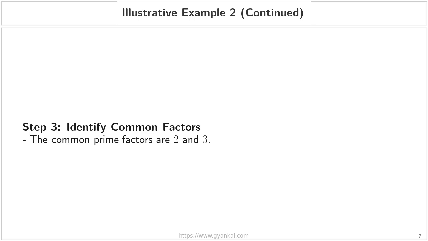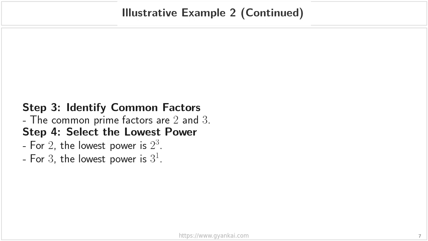Illustrative example 2, continued. Step 3 is to identify the common factors. Looking back at our work for 48 and 72, we can see which prime numbers appear in both lists. We can also see that both numbers share the prime factors 2 and 3. Notice that even though there are more 2's in the factorization of 48, we only care about the ones that are present in both. Next, in step 4, we need to select the lowest power. This is a crucial rule to remember.